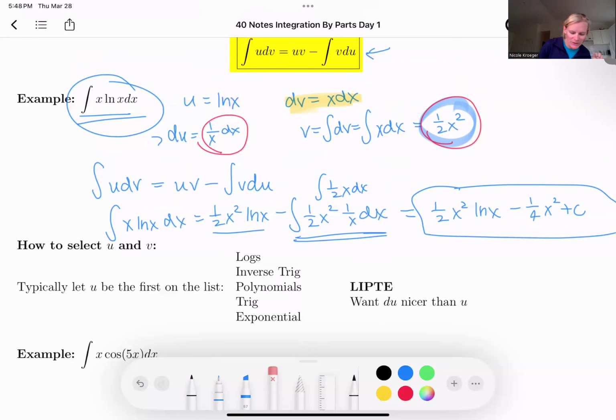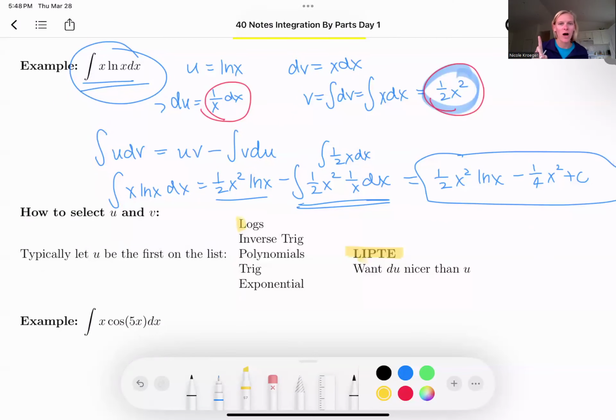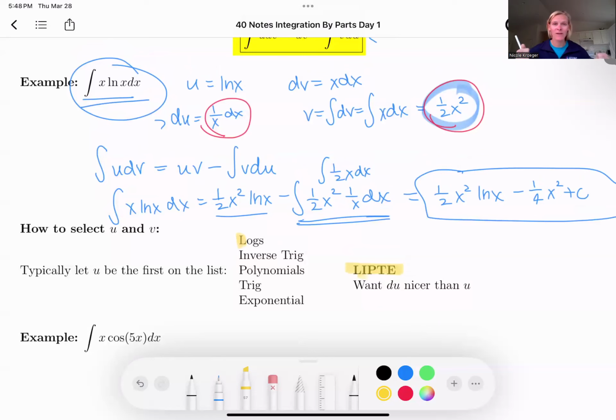Okay, in this problem, I told you how to pick u. I gave you your u. That's going to be one of the hardest parts about integration by parts, is picking your u, but it's actually not too bad. There's a way that we can remember this. So LIPT is the way that I remember this, and the first letter, L, stands for logs. So if there is a logarithmic function in your expression, choose that to be u. So we're going to pick u to be the first thing that we encounter on this list. So in this particular case, we had a natural log, so we picked that to be our u.